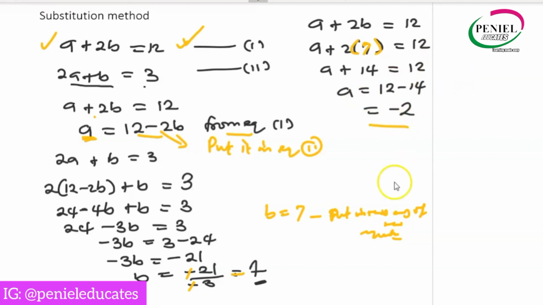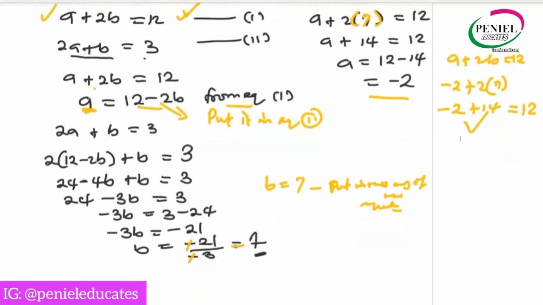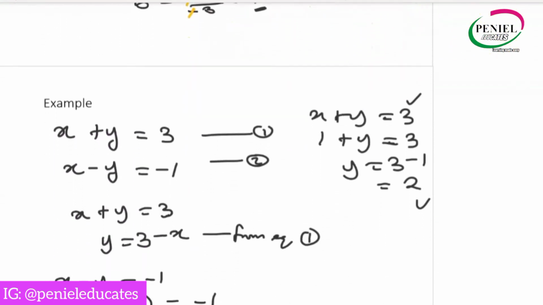All right, so now for me to confirm if I'm correct, a plus 2b, I want to confirm if it's actually 12. So my a is minus 2, plus 2 into my b. My b is 7. Okay, so let me check if it's 12. So I have minus 2 plus 14. Okay, minus 2 plus 14 is actually 12. That means we are correct. All right, so that is a simple way of looking at the substitution method.